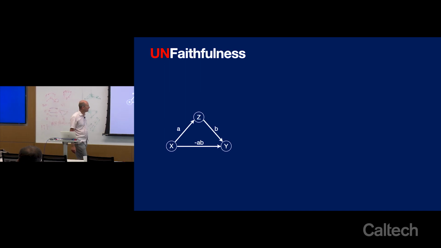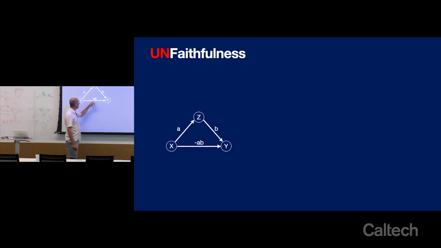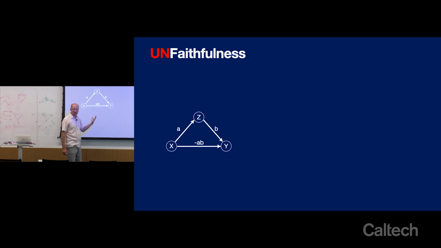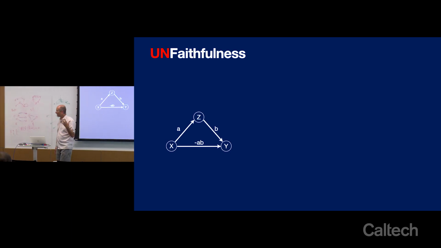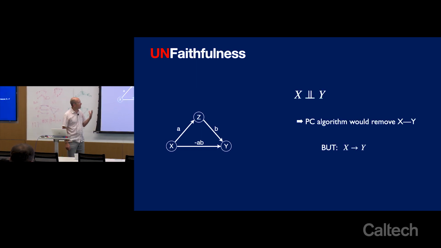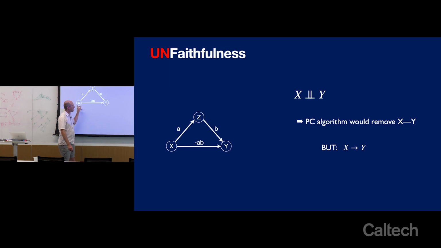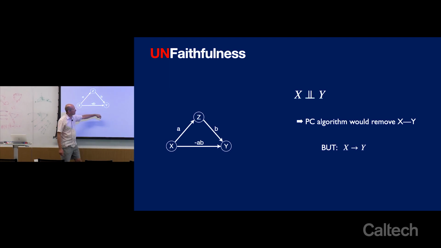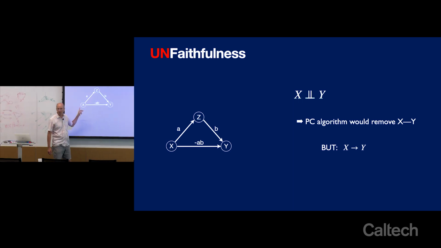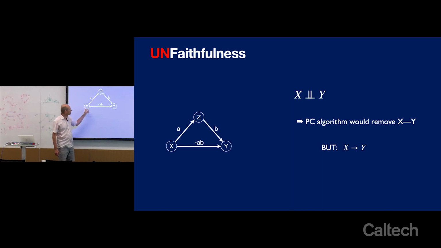0, right? Because the correlation between these two would be minus AB plus A times B, which is 0. In a linear Gaussian model, if you have 0 correlation, that means the two variables are independent of one another. So we would discover in the data that x and y are independent of one another. So the PC algorithm would remove the xy edge, right? But obviously we know that there is an edge from x to y. So this would be a violation of the faithfulness assumption.